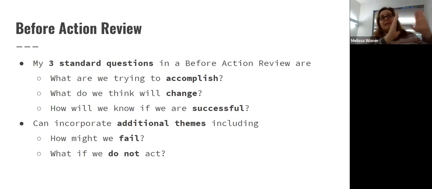But even though you're asking for intake for these three particular questions, ideally, once you get enough conversation and intake present on the boards, there should be a way to walk back from how we know if we're successful up to what we're trying to accomplish, and even what we think will change. And that change can be positive or negative or neutral.